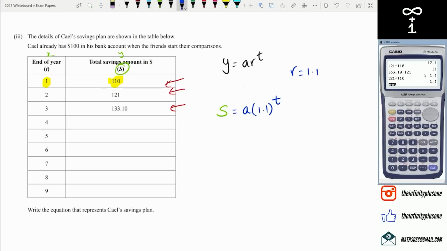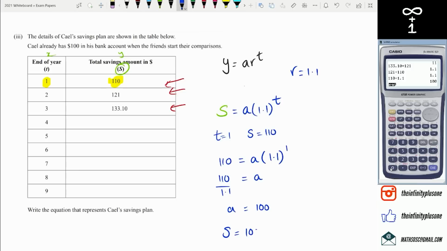So now that I've got that, I know that when t equals 1, s is equal to 110. So I'm going to replace: 110 equals a times 1.1 to the power of 1, because t is equal to 1. Then I can say that a is equal to 110 divided by 1.1. And therefore a is equal to, I've got to go 110 divided by 1.1, which gives me 100. So the equation that I have is actually equal to 100 times 1.1 to the power of t.